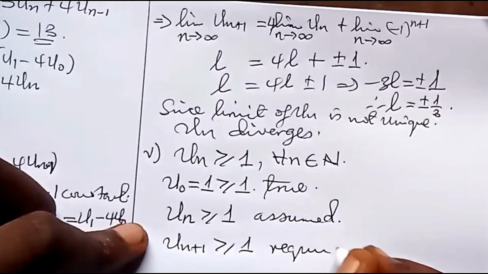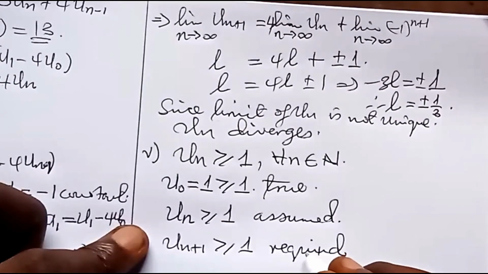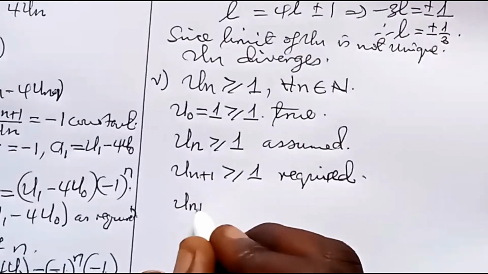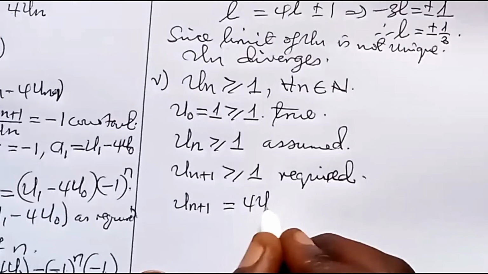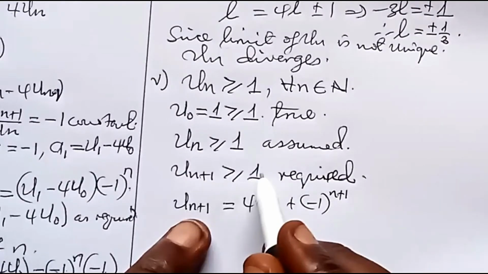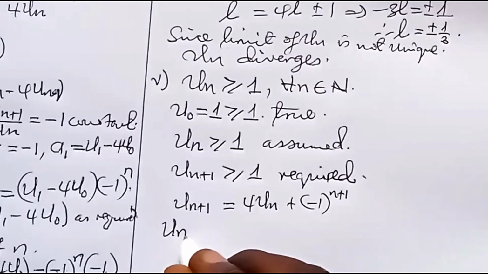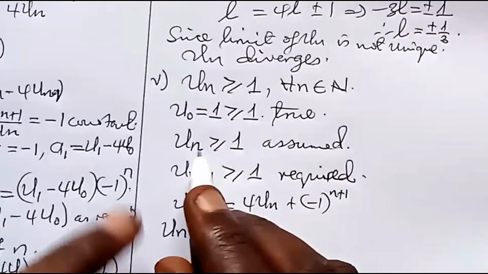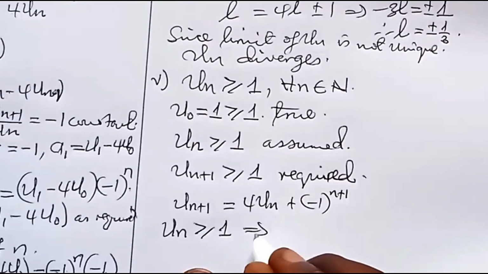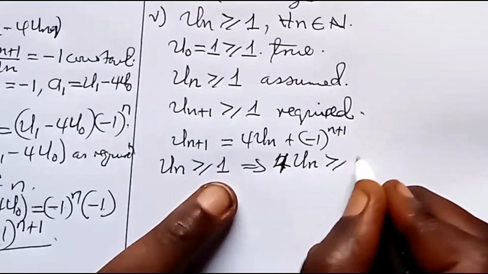So this is the required statement that we're supposed to prove in the inductive step. For the required step, I will use this relationship. We have established that un plus 1 is equal to 4un plus negative 1 to the n plus 1. To get this inequality form, I need to make use of the right hand side. Now we know that un is greater than or equal to 1 from the assumed hypothesis step. So I can build up a relationship having this term. If I multiply through both, I get 4un is greater than or equal to 4.